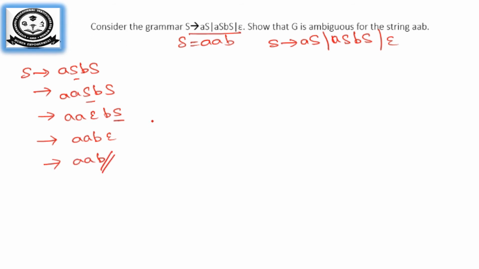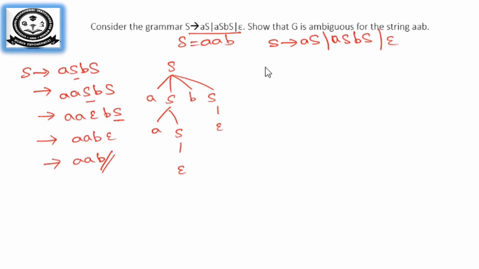So the string is accepted. We'll draw a parse tree for this. You will have A, S, B, S, and for the first S I have substituted A, S. Now for this S we have substituted epsilon, and for this one I have substituted epsilon.